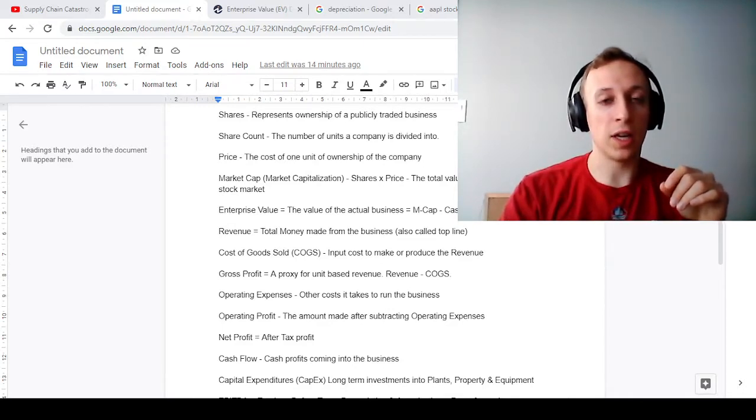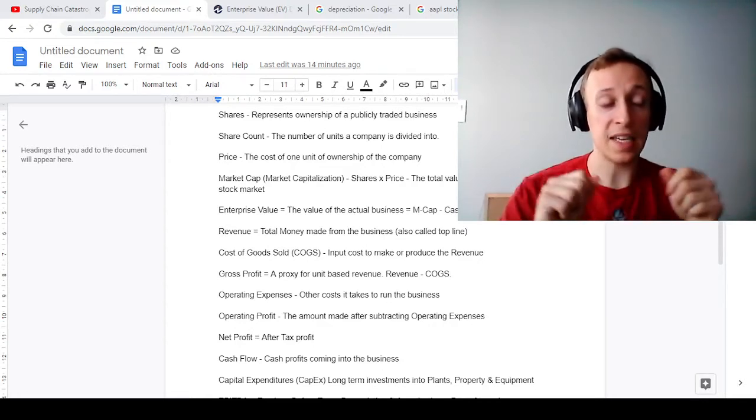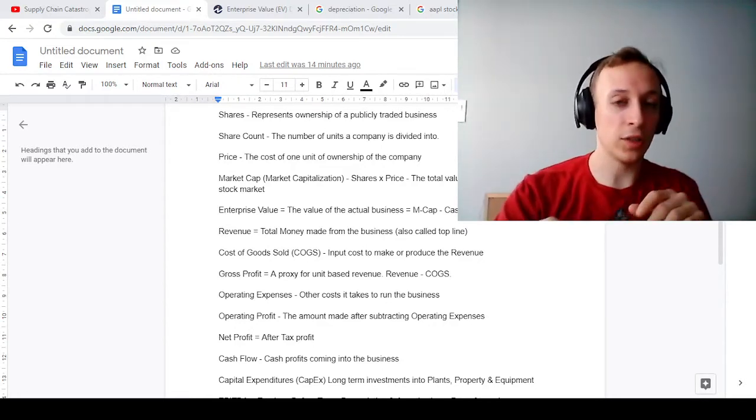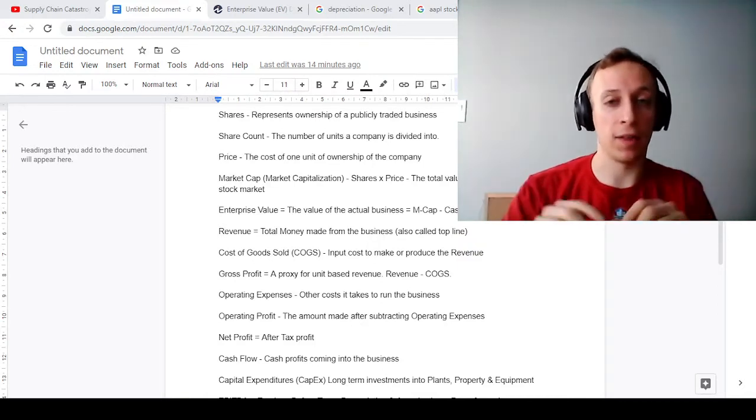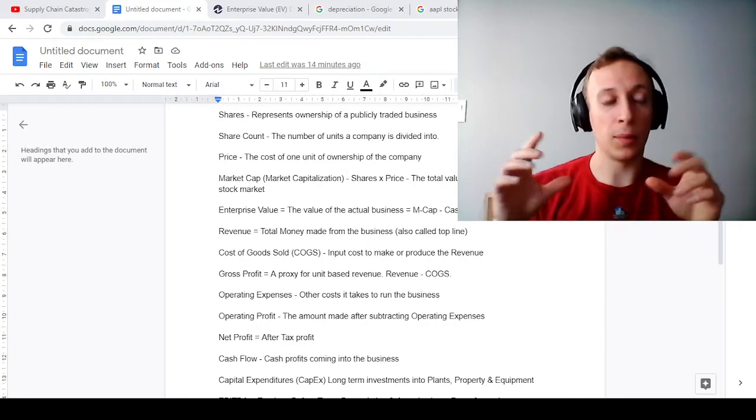So let's say you each say, hey, let's break it down to 10 shares. So you break it into 10 pieces. You get 5 shares and I get 5 shares. So you each have half of the company. So share count is the number of units a company is divided into.